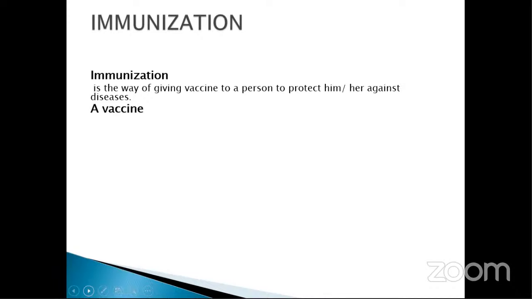We shall also look at the word vaccine. But before we talk about the word vaccine, we need to first repeat the definition of immunization. What is immunization? Let me start with Linus again. What is immunization?